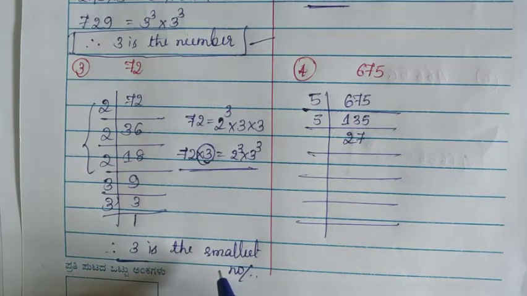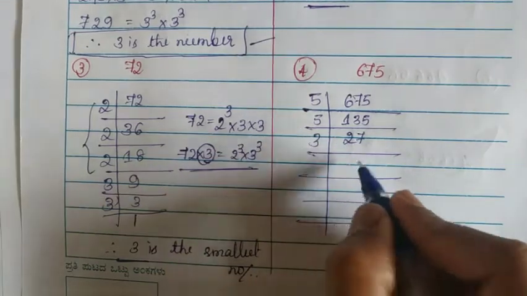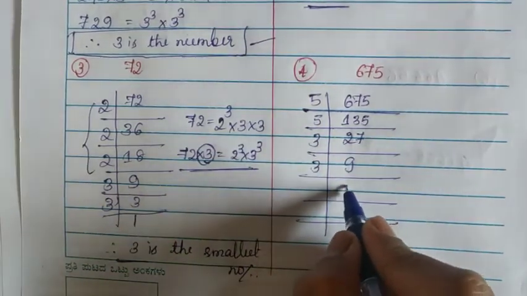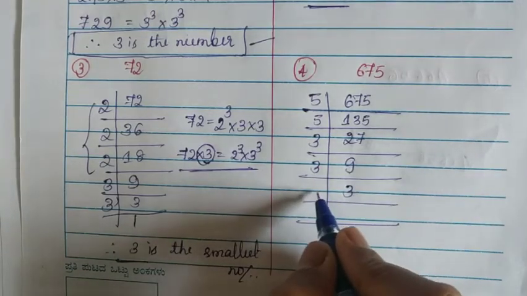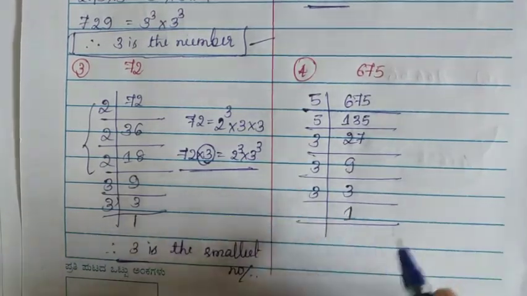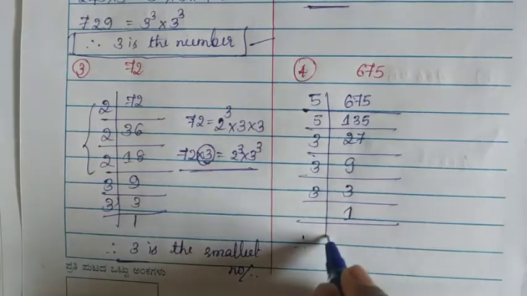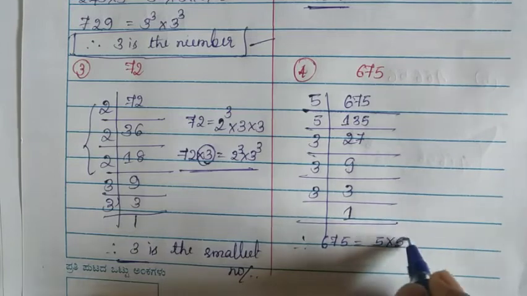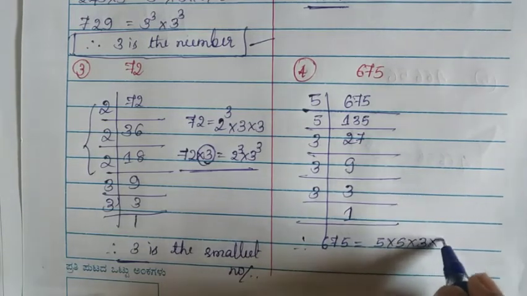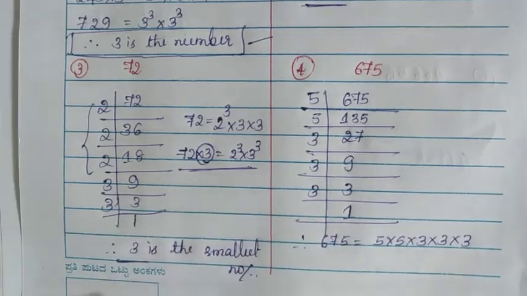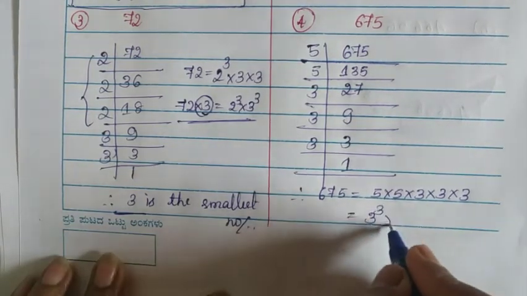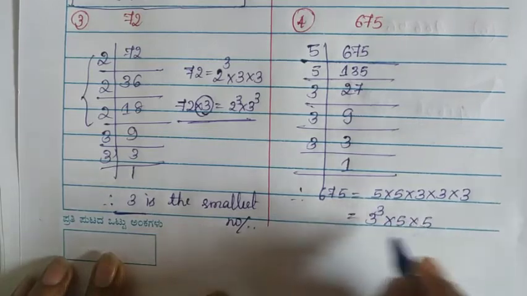See children, the number 27 is divided by 3. Yes, 3 9s are 27. Now start with 3. 3 3s are 9. Now take again 3. 3 1s are 3. Therefore 675 is equal to 5 into 5 into 3 into 3 into 3. Yes, this is written like this: 3 cube into 5 into 5.